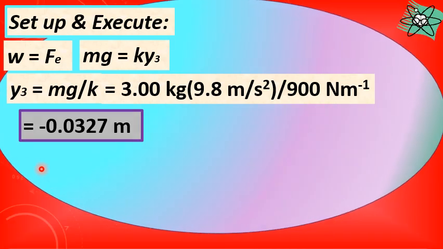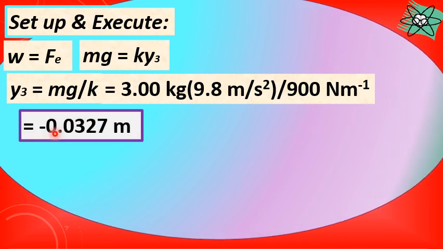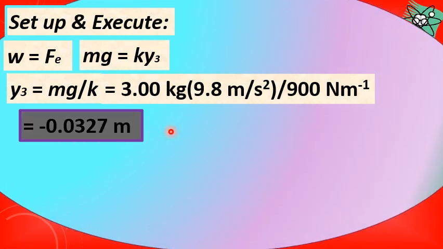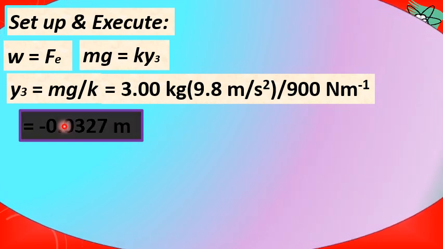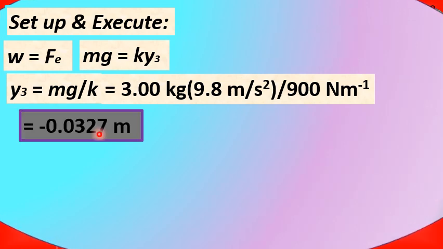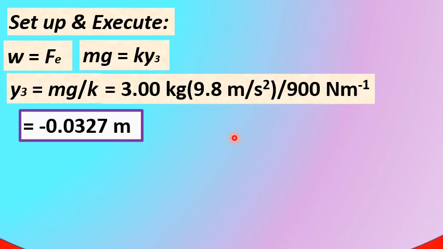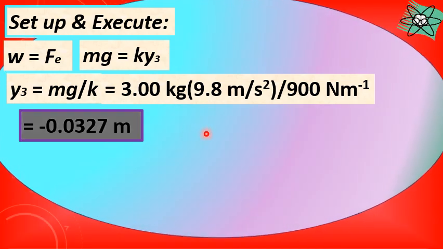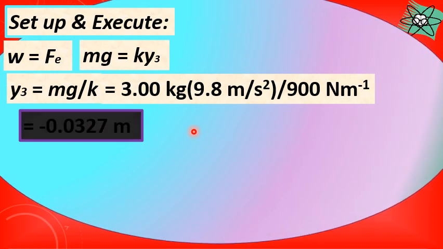equal to negative 0.0327 meters in three significant figures. It has a negative sign because, again, the displacement y sub 3 is understood to be below the reference level. Why not equal to 0? Right?